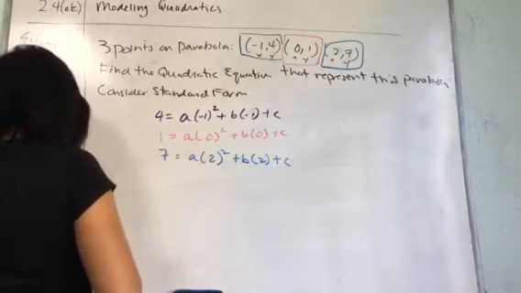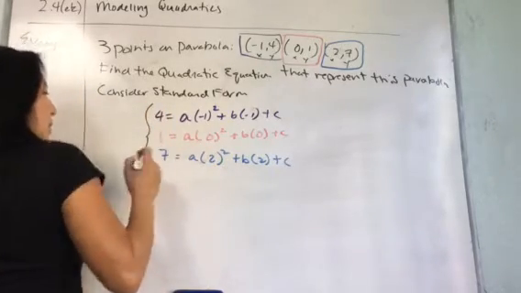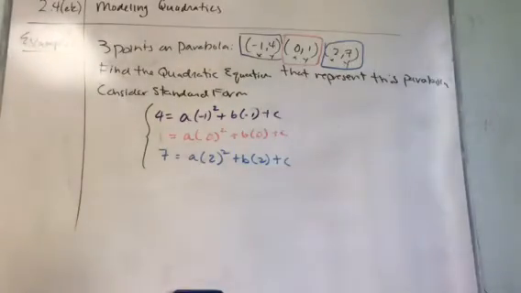And so suddenly we see that we have a system of 3 equations and 3 variables, and that should tell you that you can use some kind of strategy to solve the system for a, b, and c. So elimination, graphing, or substitution, see if you can figure it out.